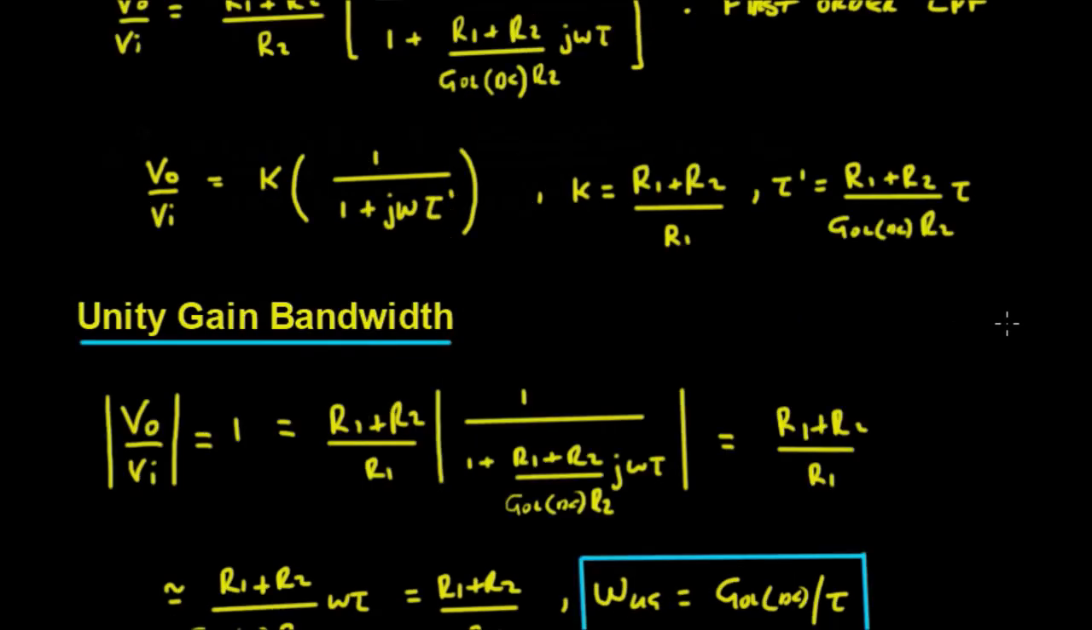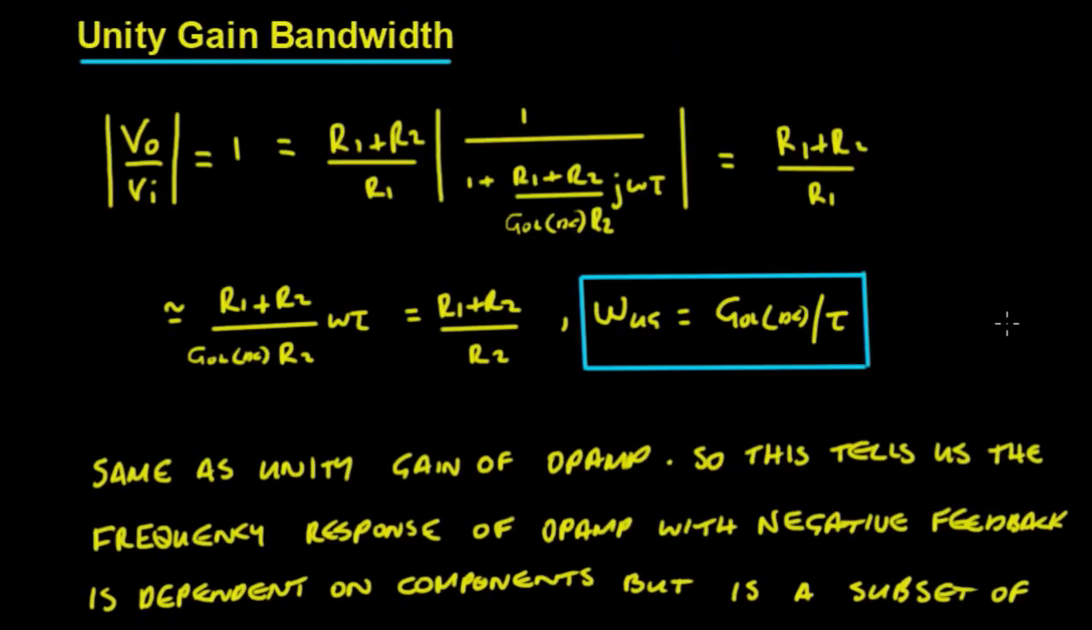Okay, now we're going to look at the same bit of information, but we'll look at it in terms of a much higher frequency. So we'll look at the frequency when the gain is equal to 1, which is the unity gain point. So what we can look for is the magnitude of our gain, and we say the magnitude of our gain at the unity gain point is going to be equal to 1. So we're just saying that we're looking at the frequency at which the gain goes to 1.